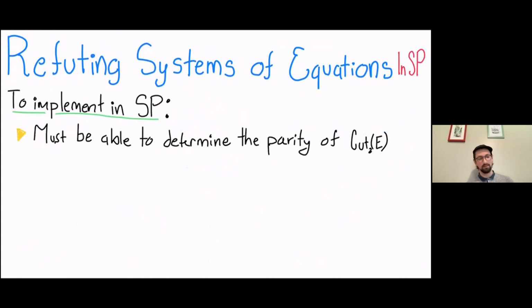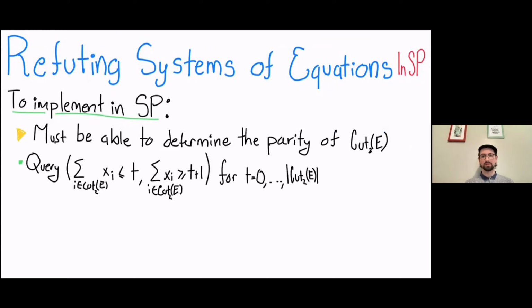And now we just need to show how to implement it in stabbing planes. And again, you do the dumb thing. So you want to determine the parity of this 2 cut in stabbing planes, but stabbing planes can't branch on mod 2, it can't branch on parities. So what do? You just branch on what the value of this 2 cut is, over all possible values it could take. So that's all it's doing here. You're asking, is the value of this cut 0? Is it 1? Is it 2? Is it all the way up to its maximum value?